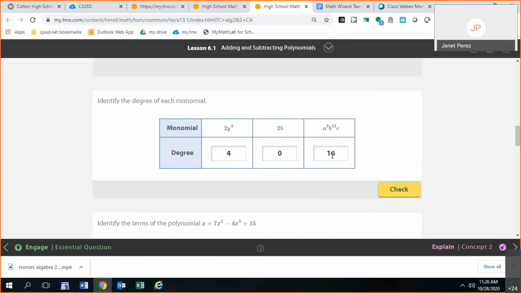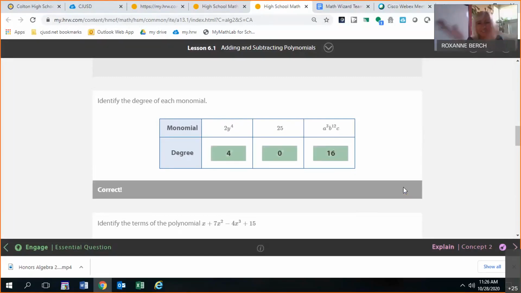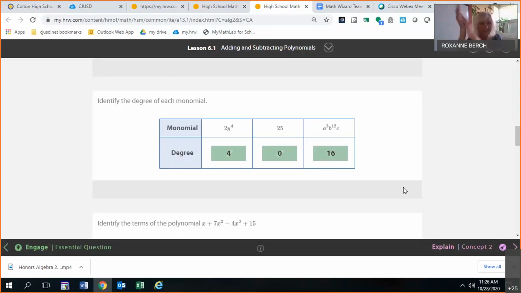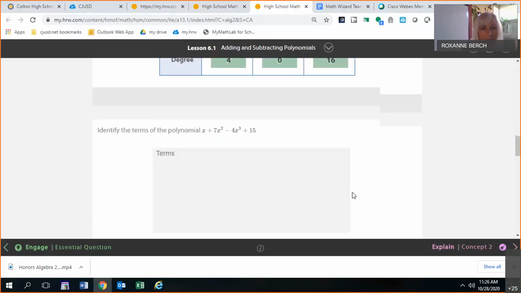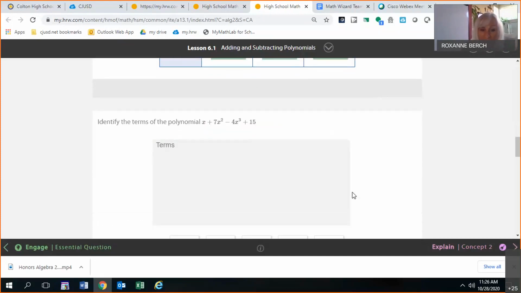Okay, everybody unmute yourself and tell me, do you think this is correct? Yes. Anybody else want to chime in? Yeah, I think it's correct. Okay, well, let's see. Yay, give yourself a hand. Good job. All right, now, identify the terms of the polynomial.